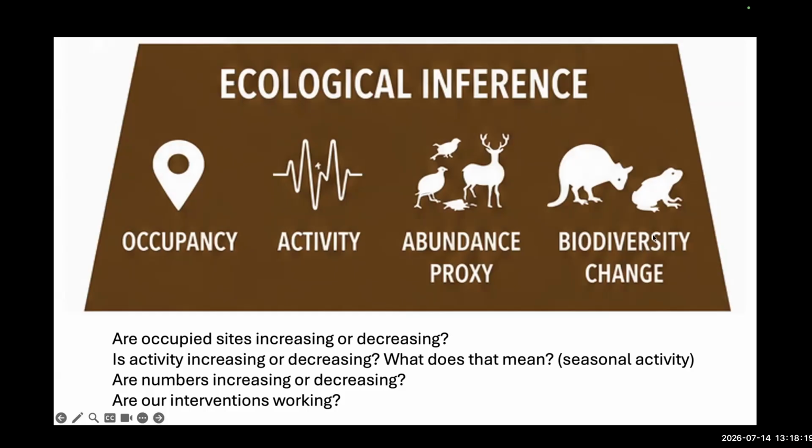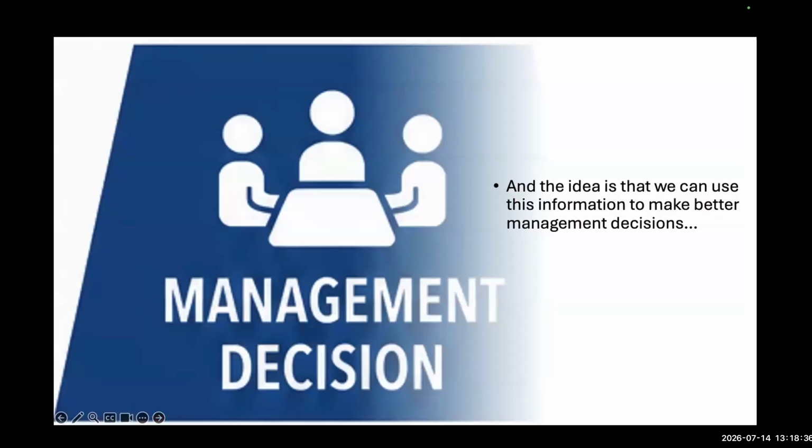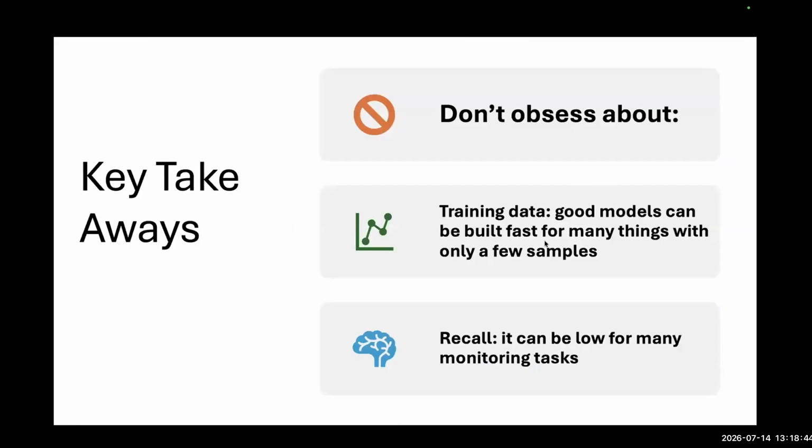And maybe we can start looking, as I said, at the abundances of common species. These are not common species. I don't even know what they are. But anyway, we can look at the abundances of different species that we haven't been thinking about at all because we have this data now. And the idea is that we can use information to make better management decisions, which is what we all want, I think, or what a lot of us want.